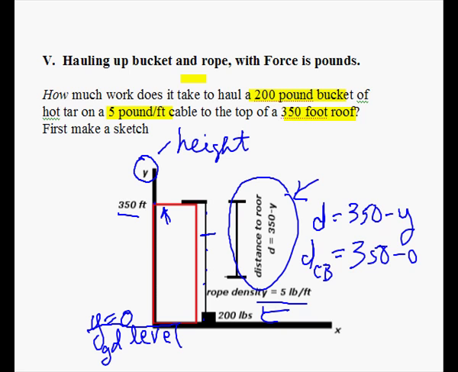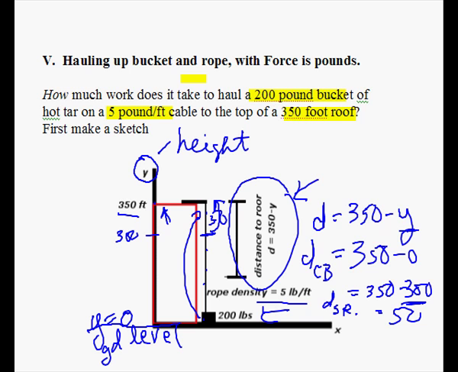How far does a section of rope that's right here, say at 300 feet, have to go? Well, the distance for that section of rope would be 350 minus 300, because that's the y location of the rope, 50 feet, which is obvious. It only has to be hauled up 50 feet, whereas the bucket has to be hauled up the whole 350 feet, and I specify that here as d equals 350 minus y. Your function will not look like that if you do not put your 0 at the ground level.